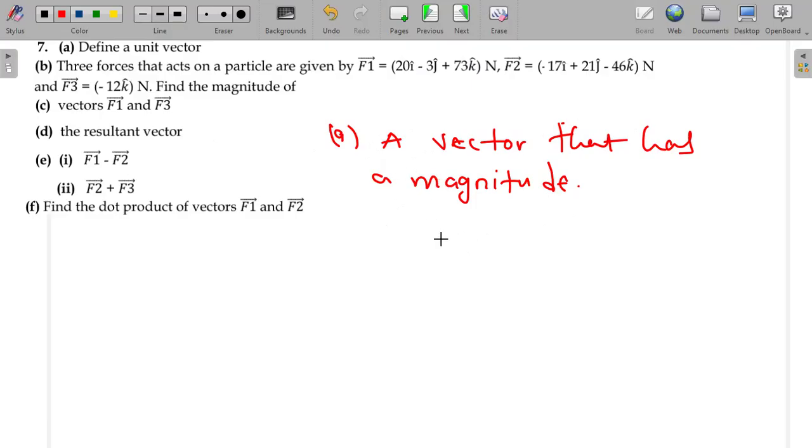So how do you find this unit vector? Let's say, for example, you are given vector A. The unit vector, represented by A hat, is equal to the vector that you have divided by its magnitude. So this vector A divided by its magnitude gives you the unit vector. Okay, so that's the definition. We look at B.